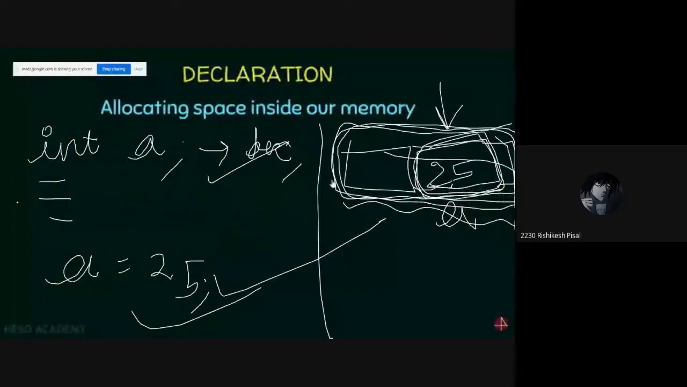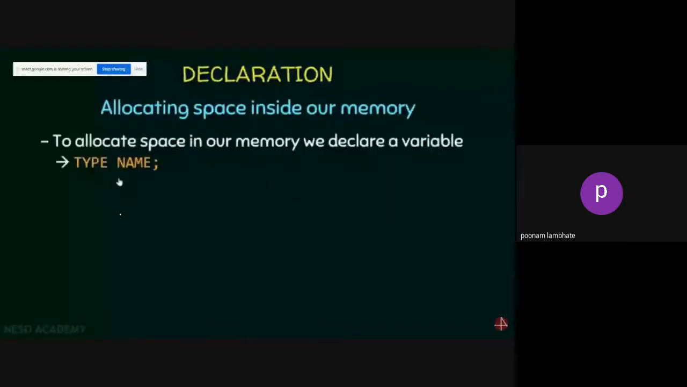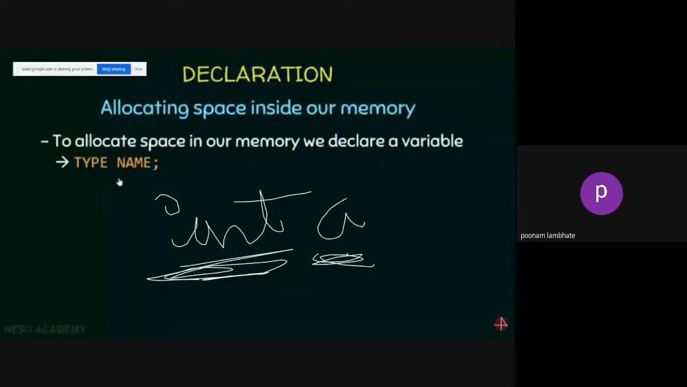Sometimes what happens is, if you do not initialize and you directly try to print the value of a, that may give you a garbage value. That also we'll see later on. So now, the syntax of declaration is what? int a, that means the data type and then the name of the variable. That is type and name.